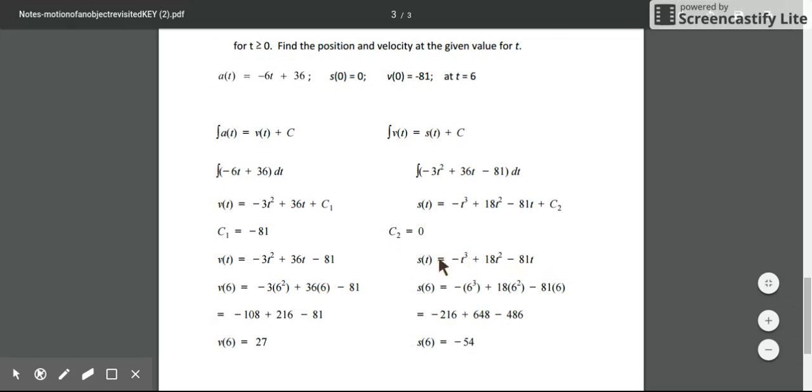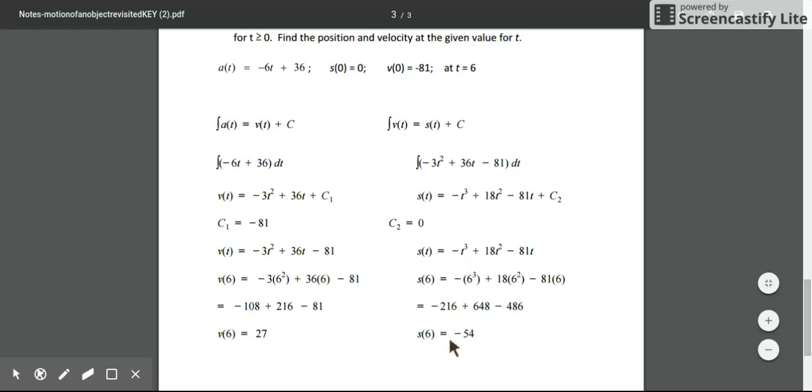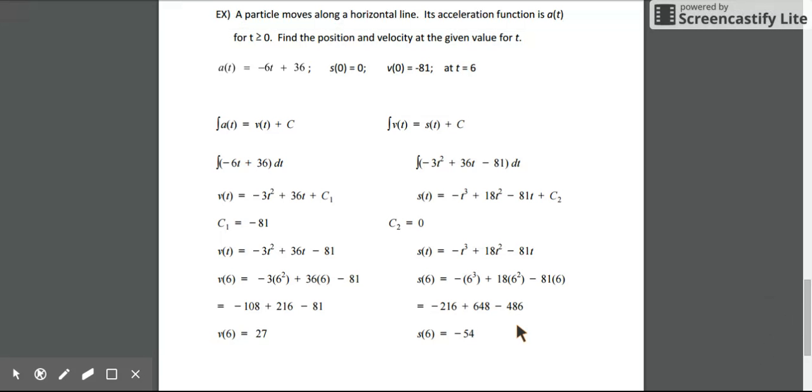So now we have our position function, and we can find the position at t equals 6. Plugging in 6 for t and simplifying, we find our position at t equals 6 is negative 54. So there's how we play around with acceleration, velocity, and position using integration.